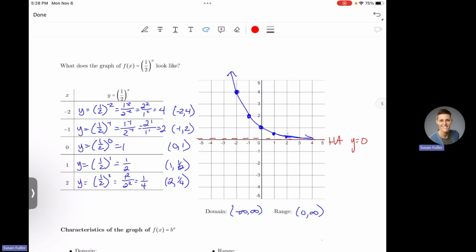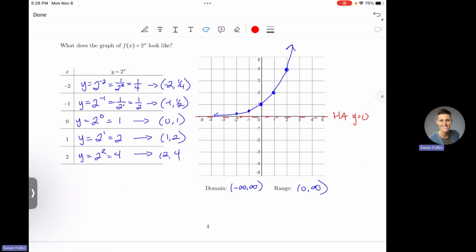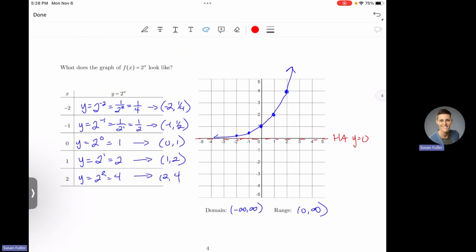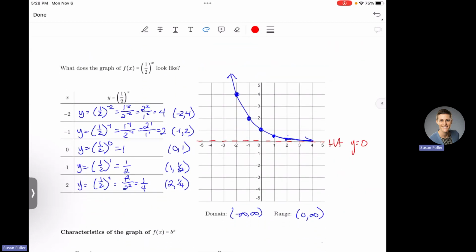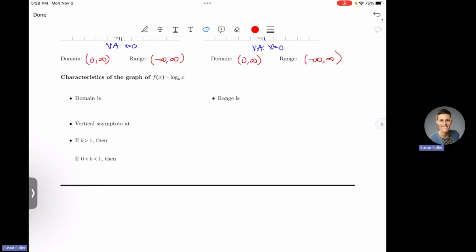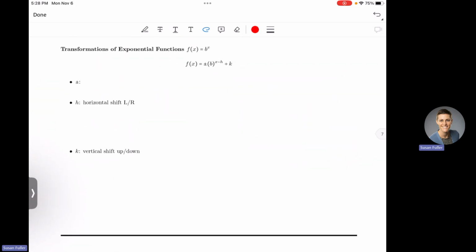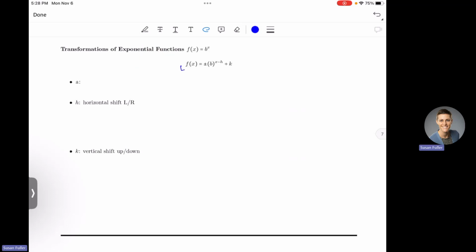Okay, so these are what our basic exponential graphs look like. If our base is bigger than 1, we're going to be increasing like 2 to the x. If our base is a fraction between 0 and 1, we're going to be decreasing left to right like 1/2 to the x. Now, the transformations that we're going to see of these look like this.